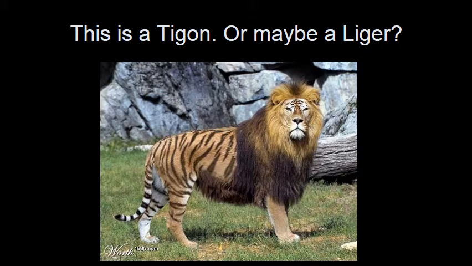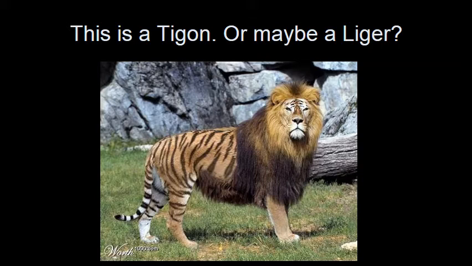Is this a tigon or is it a liger? First of all, this is a real animal, and it is the crossbreeding of a tiger and a lion, or possibly a lion and a tiger. What you call it depends on whether the male was the lion or the female was the lion. Anyway, it could be one or the other, the tigon or the liger.